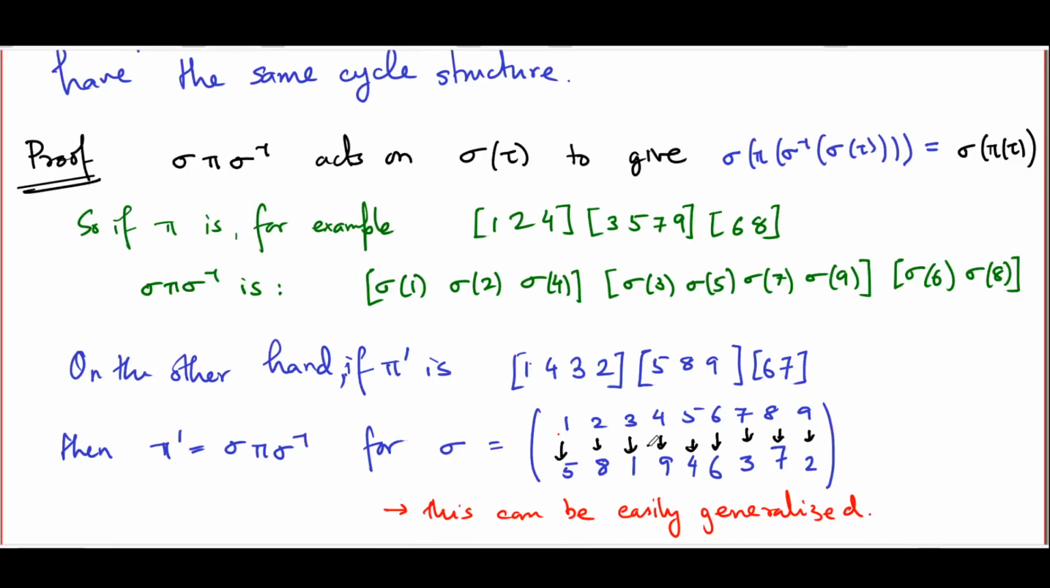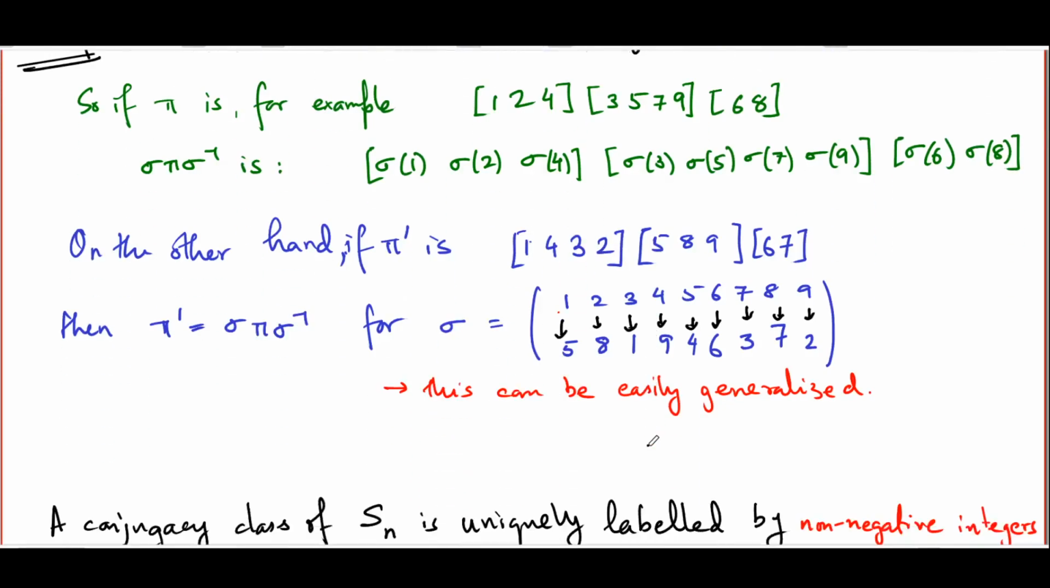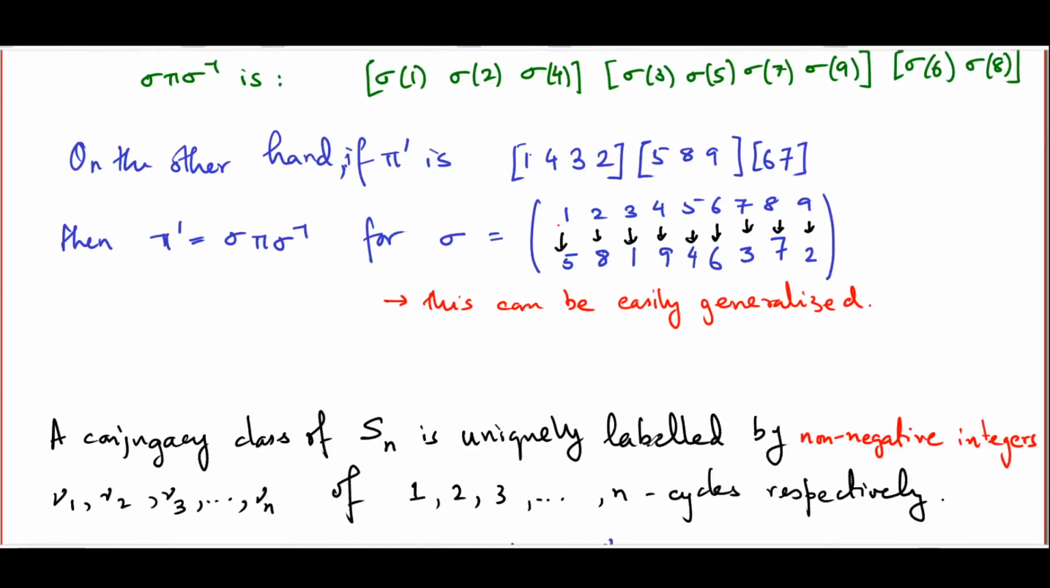And this should be enough to convince you that two permutations will be in the same conjugacy class if and only if they have identical cycle structure: same number of 1 cycles, same number of 2 cycles, same number of 3 cycles and so on. In other words, a given conjugacy class of Sn can be uniquely labeled by non-negative integers nu1, nu2, nu3 up to nu(n), which are nothing but the number of 1 cycles, 2 cycles, 3 cycles, n cycles respectively, which are present in this particular permutation.